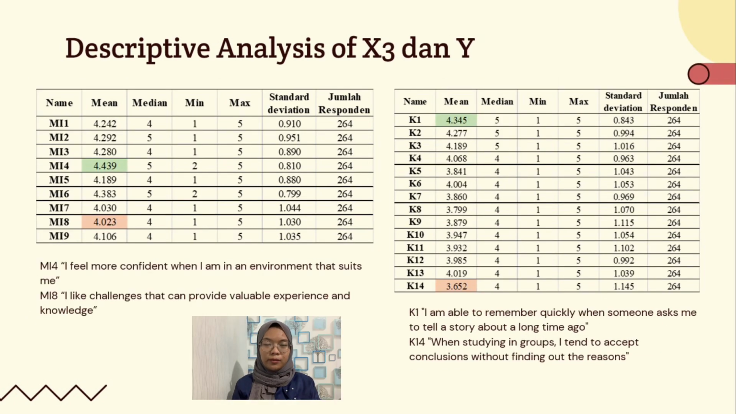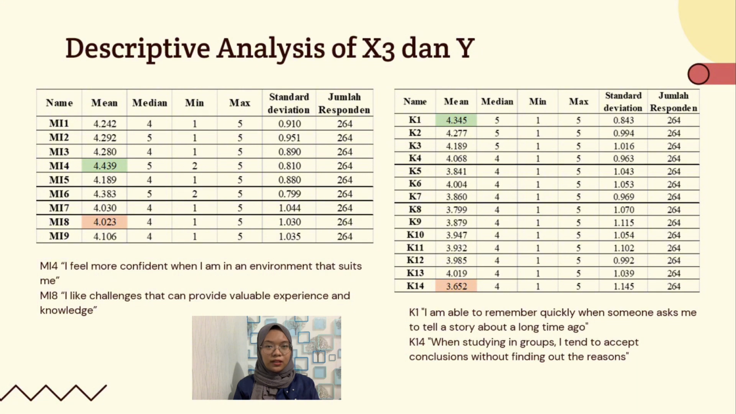Based on the data in the table above, it can be concluded that the largest mean value is found in the MI4 instrument, with the statement, "I feel more confident when I am in an environment that suits me," with a score of 4.439. Then, the smallest mean value is in the MI8 instrument, with the statement, "I like challenges that can provide valuable experiences and knowledge," with a score of 4.23.